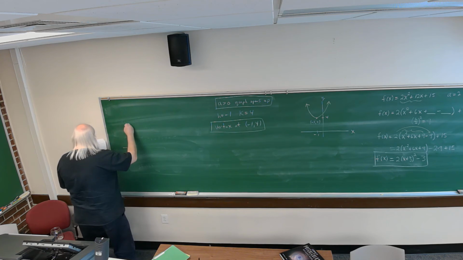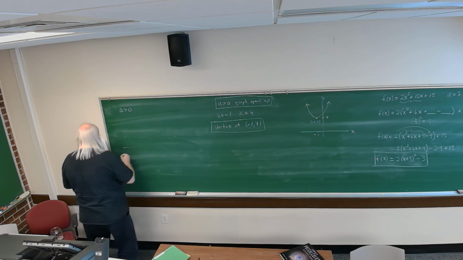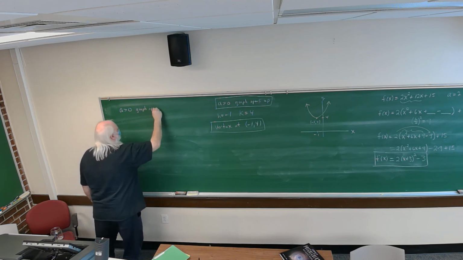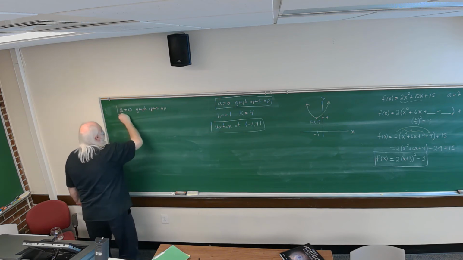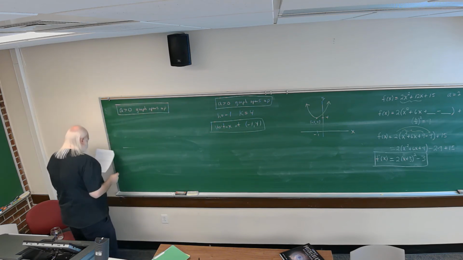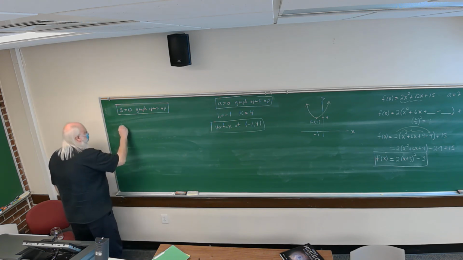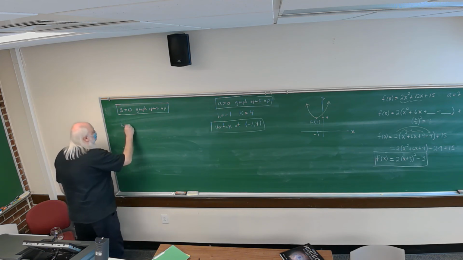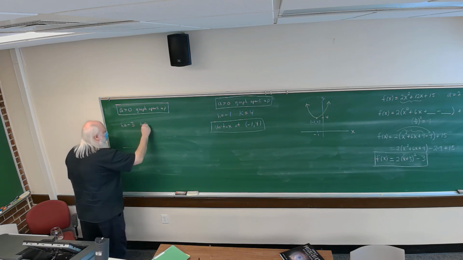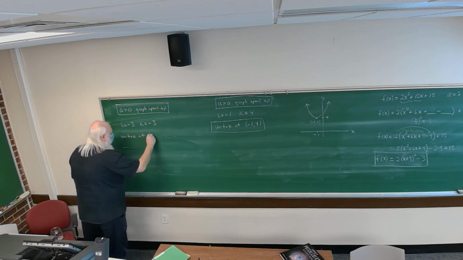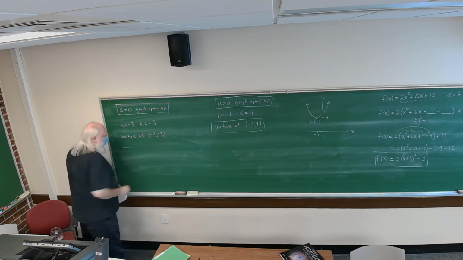So A, right, is equal to 2, which is greater than 0. So the graph opens up. Okay. The vertex, what's H equal to in this case? And what's K equal to? So where's the vertex? There you go. Okay.